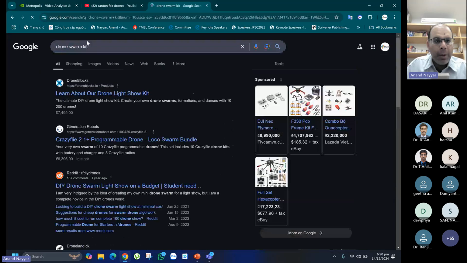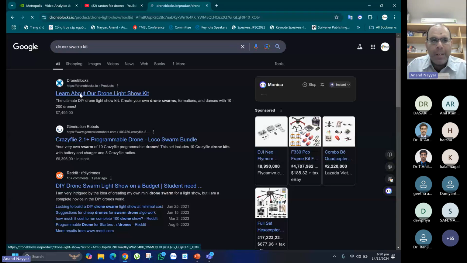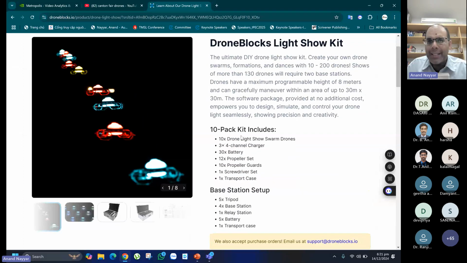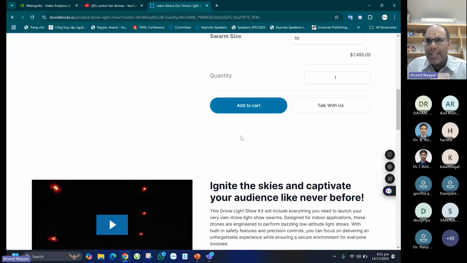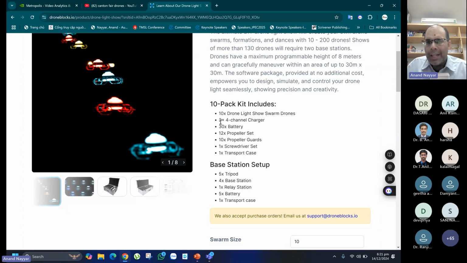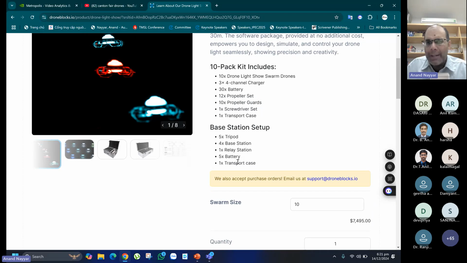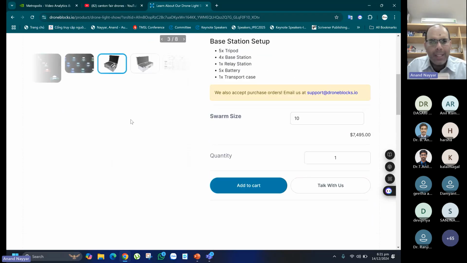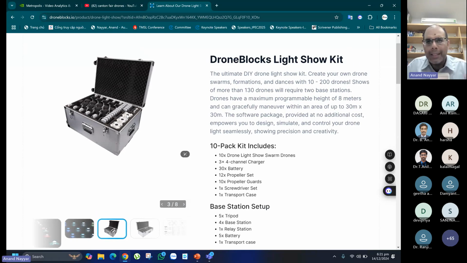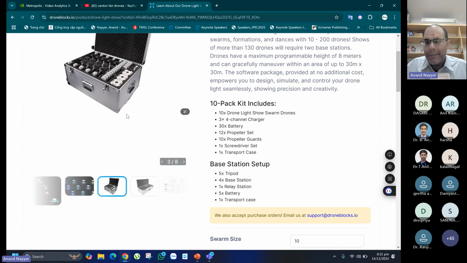Now, 90% of people don't know that there is a company called Drone Blocks. If you really want to make your own drone swarm, this package kit is available, and you can see that this package kit costs $7,500. Only one company makes this, called Drone Blocks. Nobody knows about it, in fact. It will give you 10 drones, chargers, batteries, propeller kits, tripod, and base stations. This is the kit. I hope you can see, madam. Yes, sir. That is the ultimate DIY drone light show kit. If you have the budget of $7,500, you can have it.